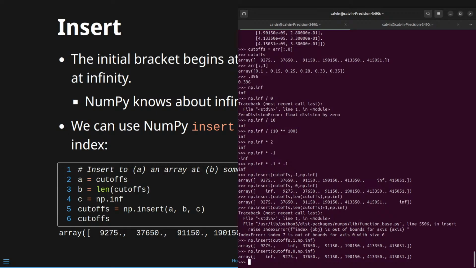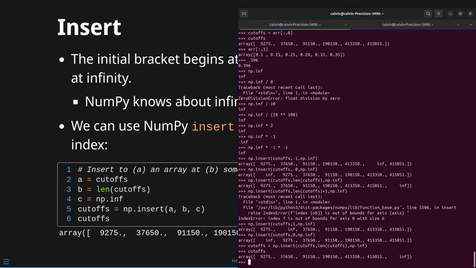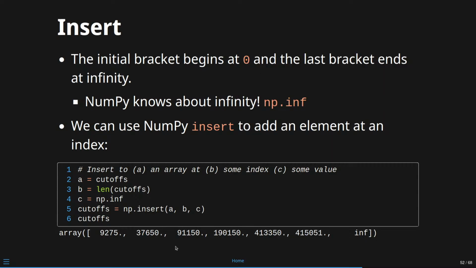So what I really want is I want cutoffs equal np.insert into cutoffs. So I'm going to create a new array, and I'm going to save it as cutoffs again. I can't change the size of my arrays, but I can make new arrays, right? We're going to put it at length of cutoffs, and we're going to put np.inf there. And that looks okay to me. There we go. We have an infinity cutoff at the end. And so that's one way to add elements to NumPy arrays. Okay?